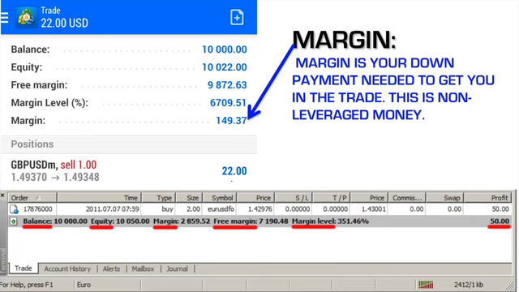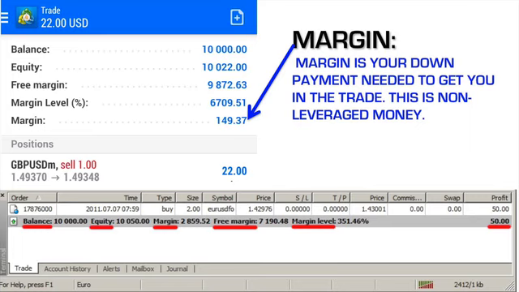Margin is your down payment needed to get you into the trade. This is non-leveraged money. So I did talk to you guys about leverage, so go back to the video that talks about lots and leverage. But margin is basically, for instance, when you buy a house, you don't just get to go into a bank and say, hey, I want to buy this $250,000 house. Great, right? Just give me the money. They're going to say, well, we need 20% of that 250,000. They're going to take 20%. That's their margin.